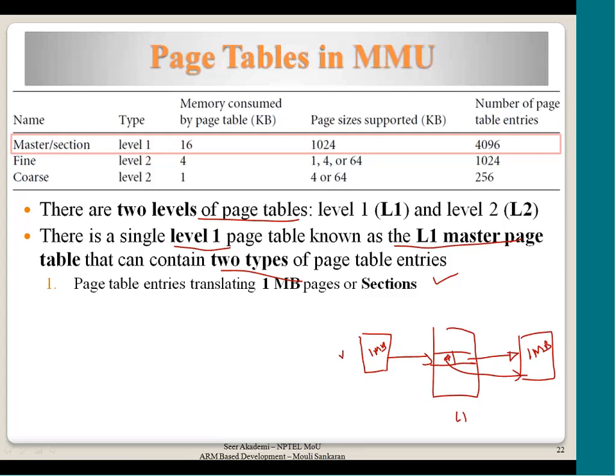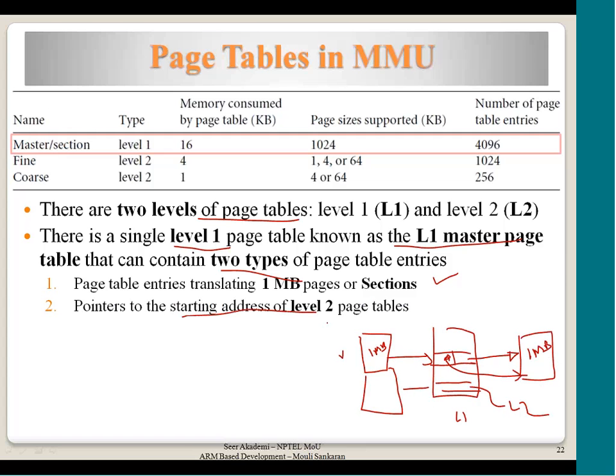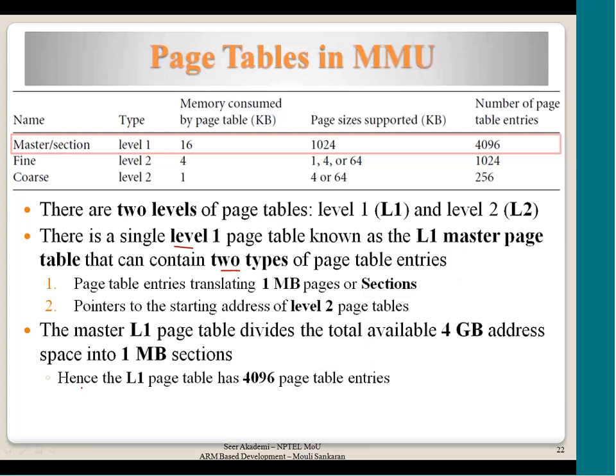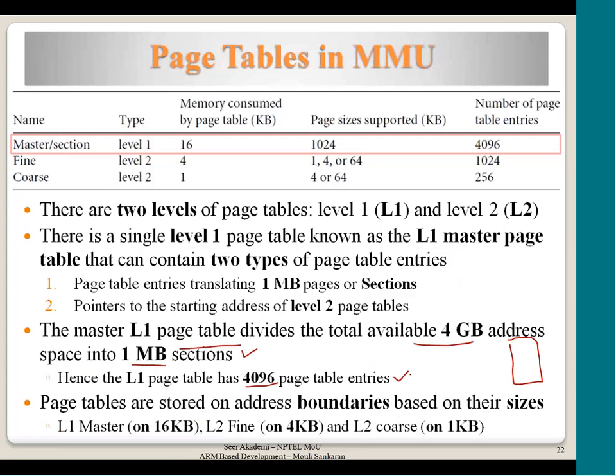Or it can decide to point to another 1 MB of virtual space through an entry which points to an L2 table. It points to the starting address of the L2 table, which says where that is located, what the behaviors are, and what the page size of that particular section is. So the master L1 page table divides the total available 4 GB virtual space into 1 MB sections. So it will have 4096 page table entries.